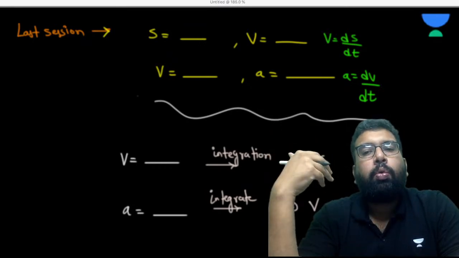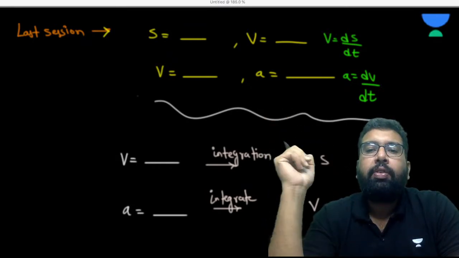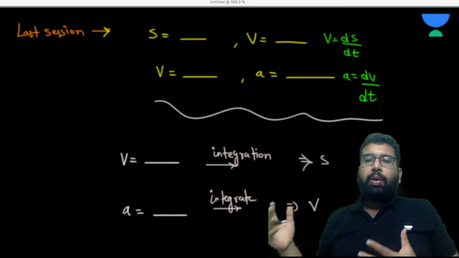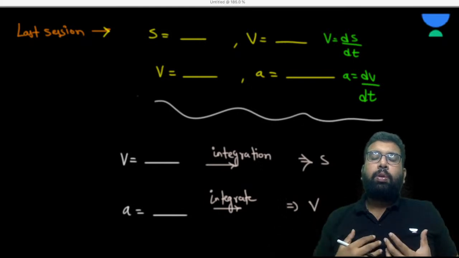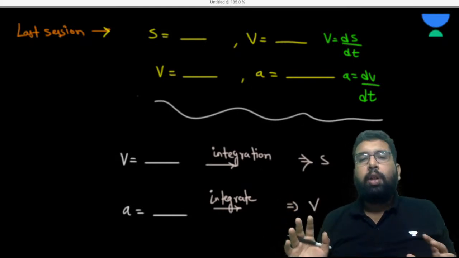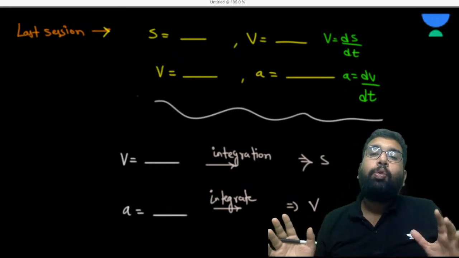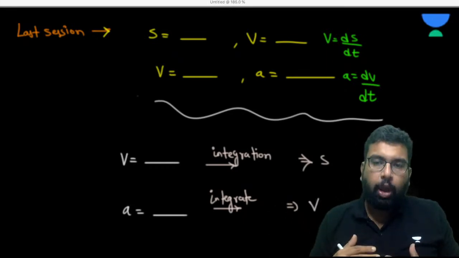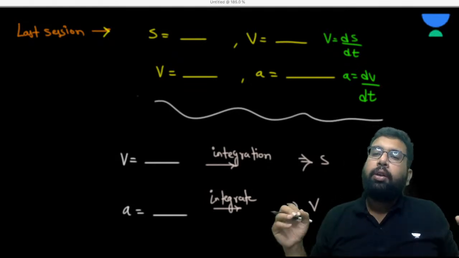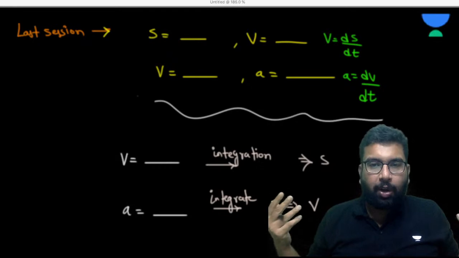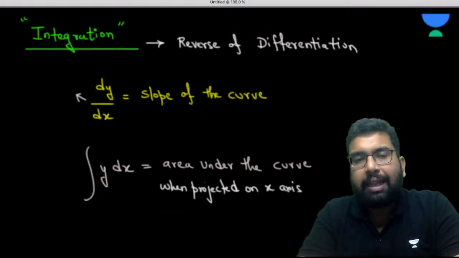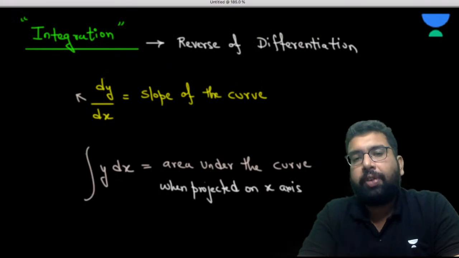Now, what if we are given the velocity of something, and now we want to find the displacement? Or if we are having the acceleration of something, we want to know the velocity. In that way, we have to move in a reverse process of differentiation. So what is the reverse process to differentiation? The reverse process to differentiation is what we call integration, right? So basically integration is the reverse of differentiation.